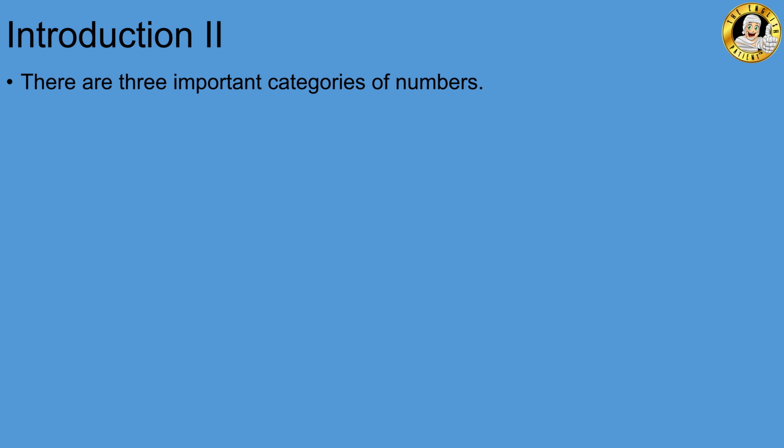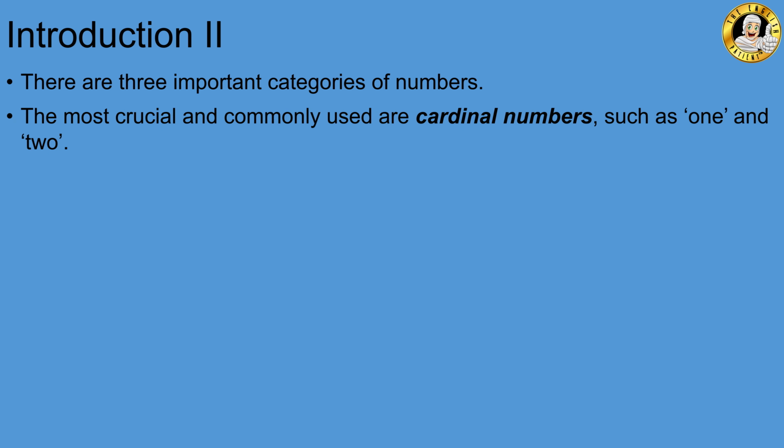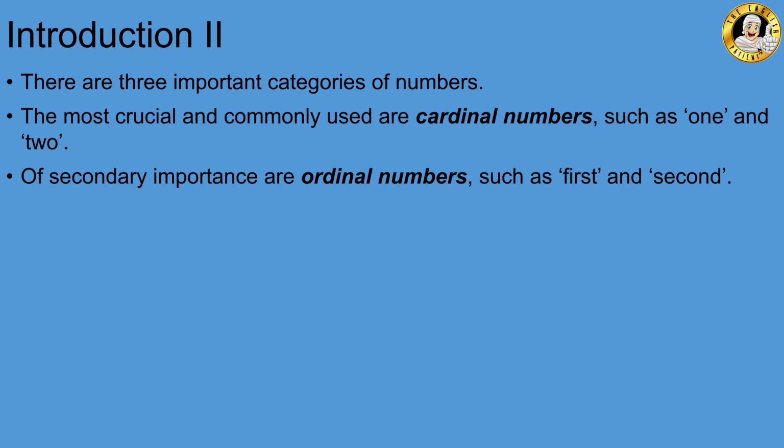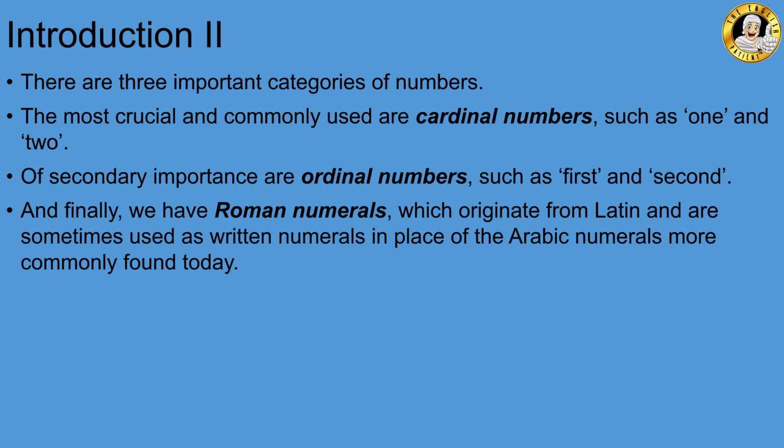Now, there are three important categories of numbers which we have in English, in order of their importance. The most crucial and commonly used are called cardinal numbers, and you might already be familiar with these, numbers such as 1 and 2. Of secondary importance are ordinal numbers, and these would include numbers like first and second. And then finally we have Roman numerals, which originate from the Latin world and are sometimes used as written numerals in place of the Arabic numerals which we commonly use today.